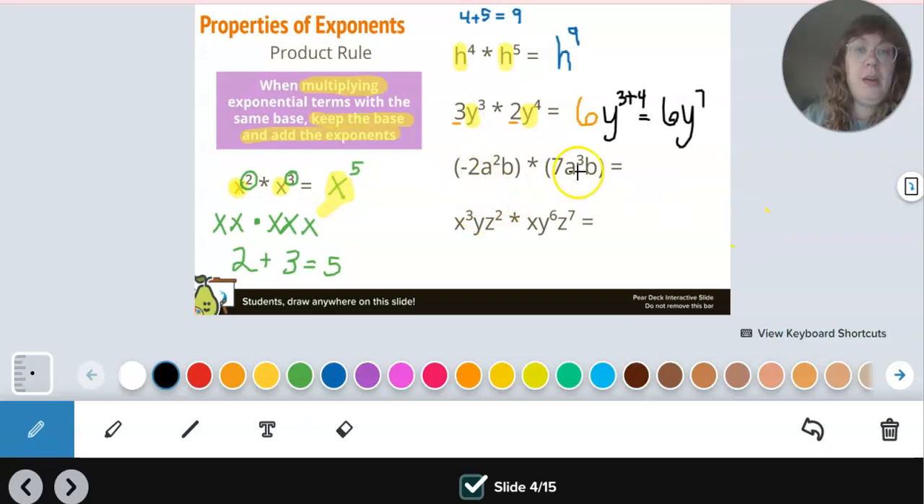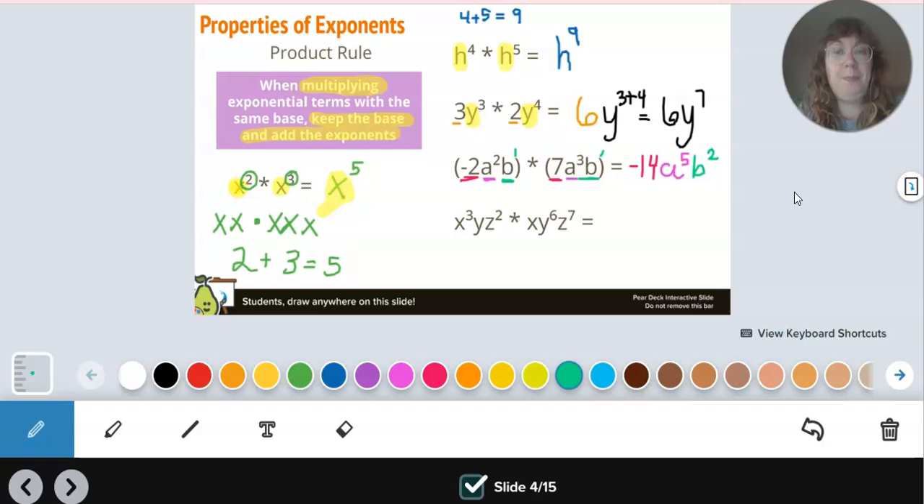Down below, we have a lot going on here, but just do it in parts, right? Everything's being multiplied. First, we have this -2 and this 7, which is going to get us -14, right? Then we have an a squared times an a cubed. Same base, add the exponents. 2 plus 3 is 5, a to the 5th. And then we have a b times another b. So it's a b to the 1st, b to the 1st, so that becomes b to the 2nd. 1 plus 1.